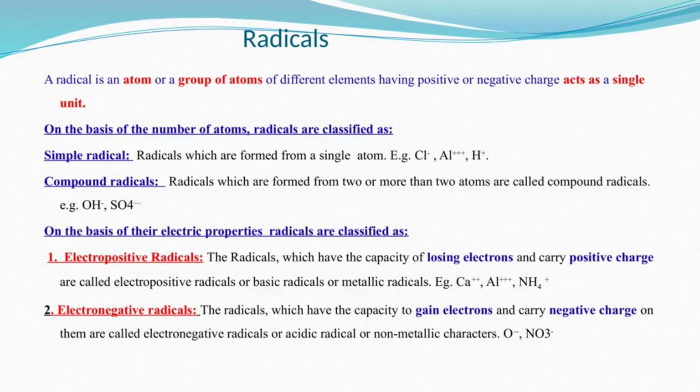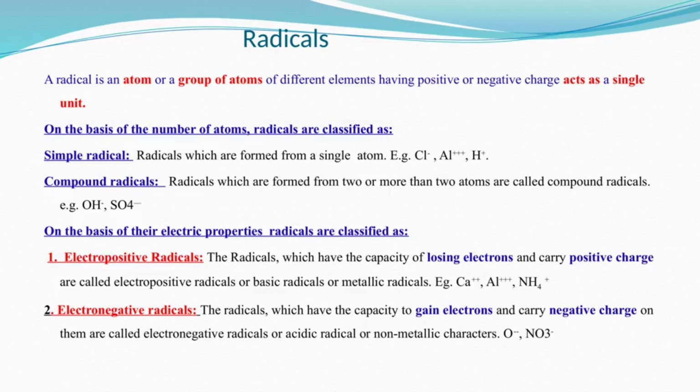Now the next type is compound radical. So what are compound radicals? Radicals which are formed from two or more than two atoms are called compound radicals. For example, OH minus, hydroxide ion, and SO4 2 minus, that is sulfate ion.